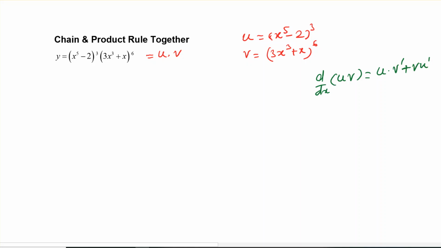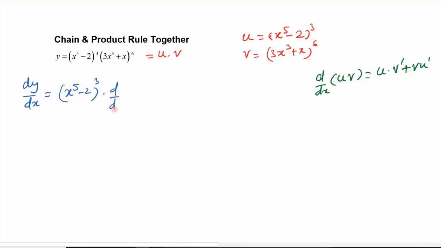Product rule is so much fun. So u times derivative of v plus v times derivative of u. So in this case, we're going to apply our product rule. So derivative of y with respect to x would be u as it is, so (x^5 - 2)^3.